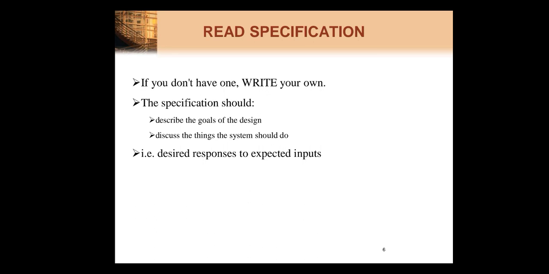Now, reading the specification. If you don't have a proper specification given to you, in that case you should write the specification on your own. The specification should describe the goals of the design, for what purpose you are designing the system. Then it discusses the things the system should do. That means what your system is giving, which type of output is given to the customer. You have to describe those things, so the desired response to the expected inputs.